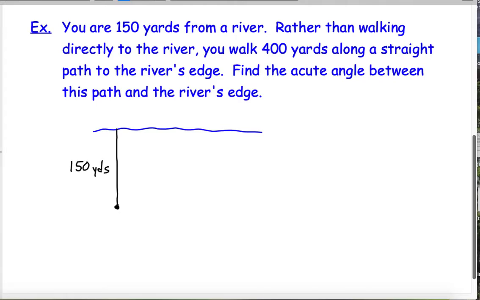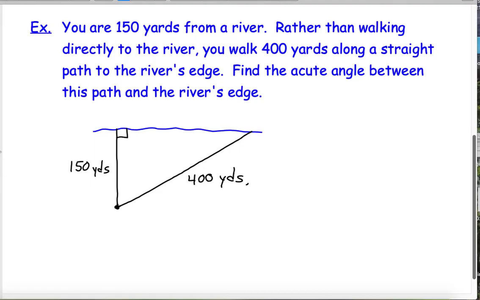Rather than walking directly to the river, you walk 400 yards. So you're walking on an angle along a straight path to the river's edge. So something like this. And that's 400 yards. So now we've got a right triangle.